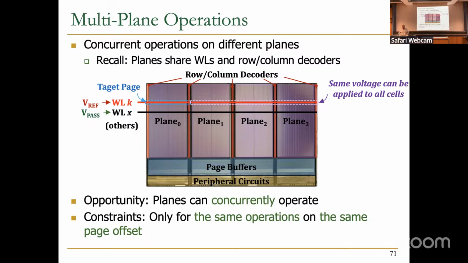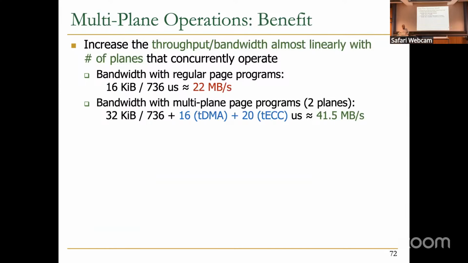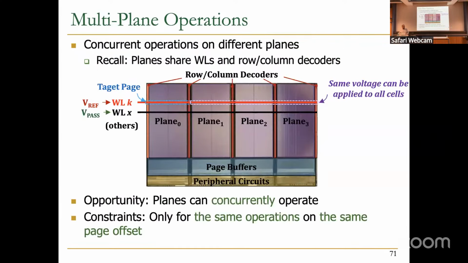Okay, question? To a certain extent, yes. It's a bit different, but yes. In subarray level parallelism, you don't have the constraint that you need to access the same row in different subarrays, right? But here, for example, you have that constraint.